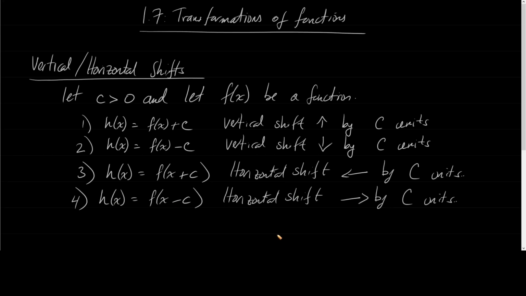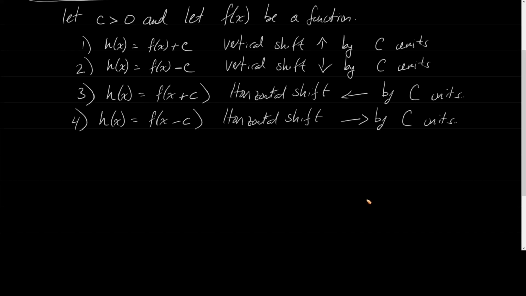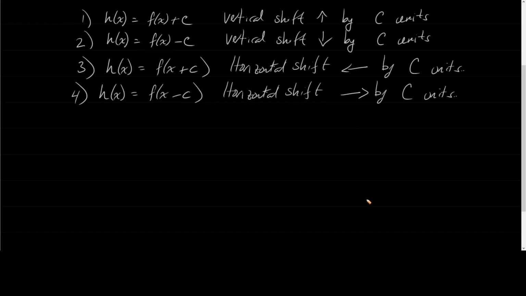So again, vertical shift with a plus on the outside, it's upwards by c units. If you take the function f of x with a minus on the outside, it's down. Plus on the inside, it's to the left. And minus on the inside, it's to the right. So what does that mean? Let's just get some generic idea.